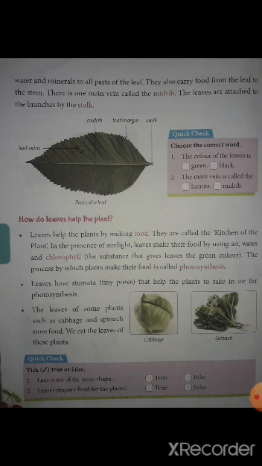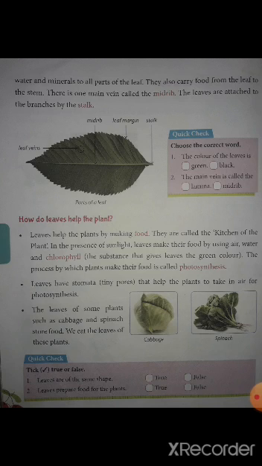Next, how do leaves help the plant? Leaves help the plants by making food. They are called the kitchen of the plant. In the presence of sunlight, leaves make their food by using air, water and chlorophyll. Leaves of most plants are green in color because of the presence of a green substance called chlorophyll.